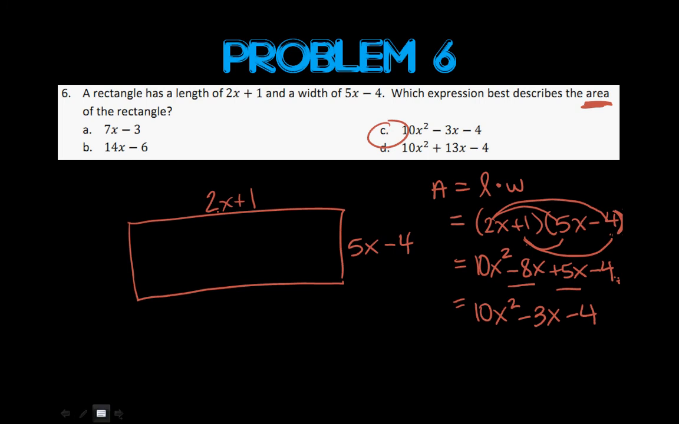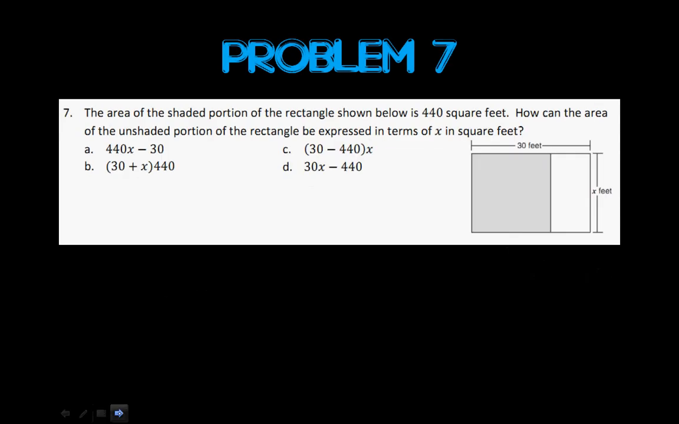And then the last one is a little trickier. The area of the shaded portion of the rectangle shown below is 440 square feet. So I'm going to write right on there, 440. That's the area of just this part here. How can the area of the unshaded portion of the rectangle be expressed in terms of x square feet? So they're asking for that part.